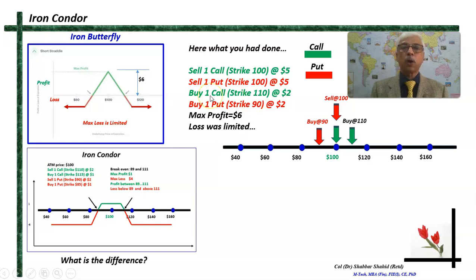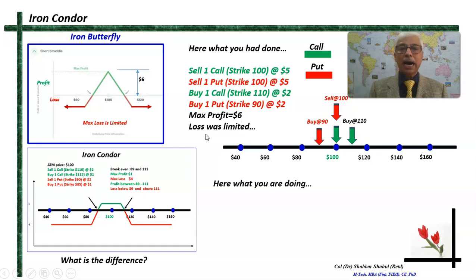And because you had bought the call and put little out of the money, you had to pay a small premium. So the difference between the two, the premium that you collected and the premium that you paid, the maximum premium that was retained with you was $6. Okay, so that was the premium that you retained. Of course, your losses remain limited. To what extent, that's a different story, but still your losses were limited.